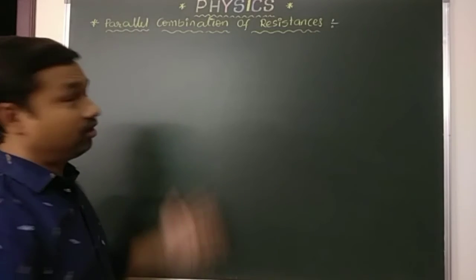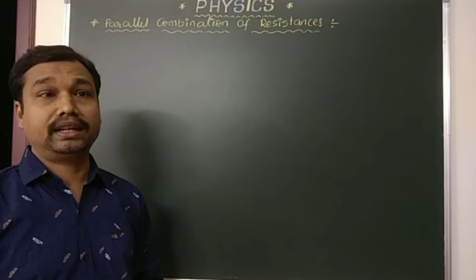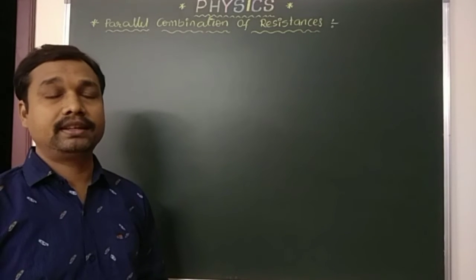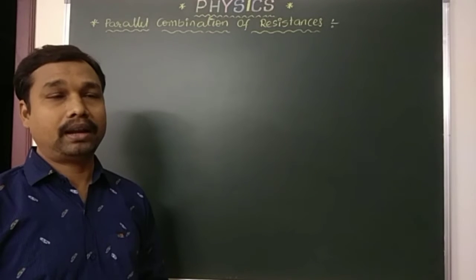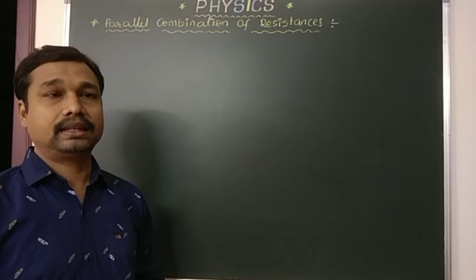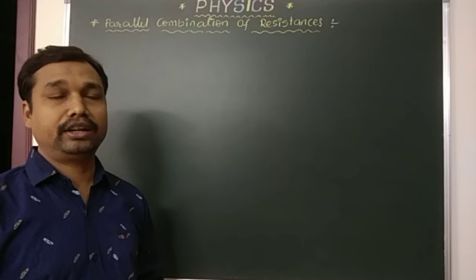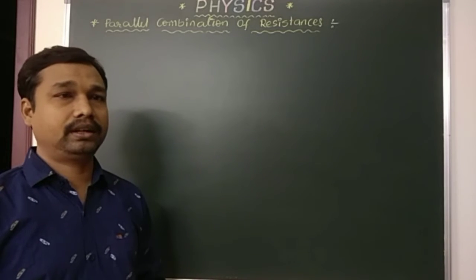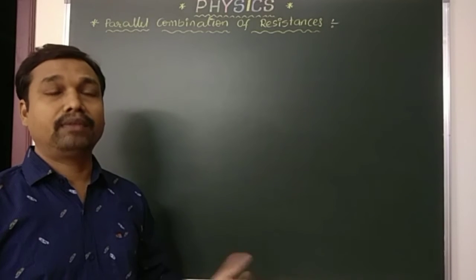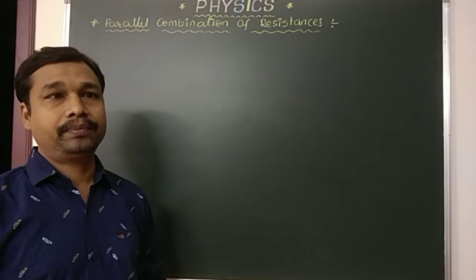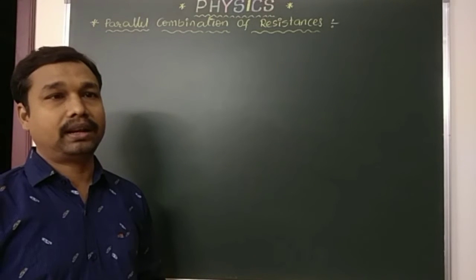In parallel combination of resistances, you can find in our house different bulbs, tube lights, or whatever devices, which are connected in parallel combination only. Even if we switch off one bulb or any device, the remaining all will continue to work. Whereas in series combination, if one of the bulbs is fused, then what about the remaining bulbs? They definitely switch off. But this is not happening in parallel combination.